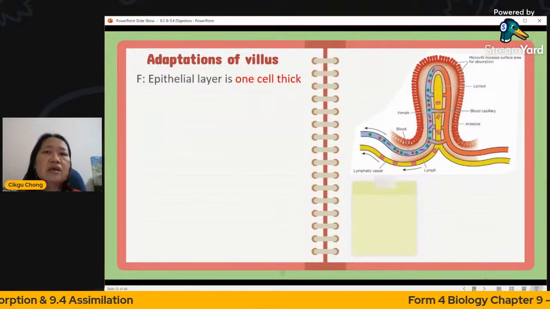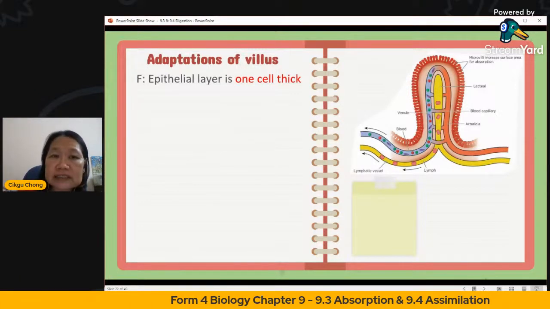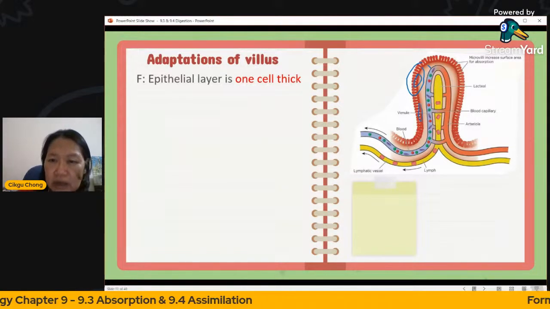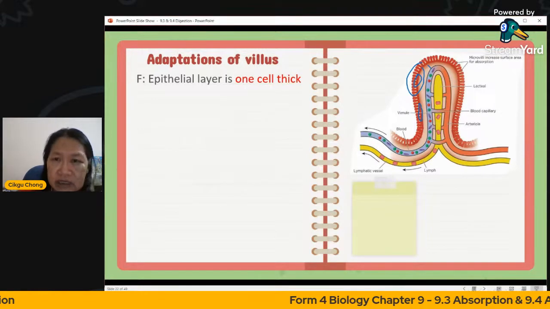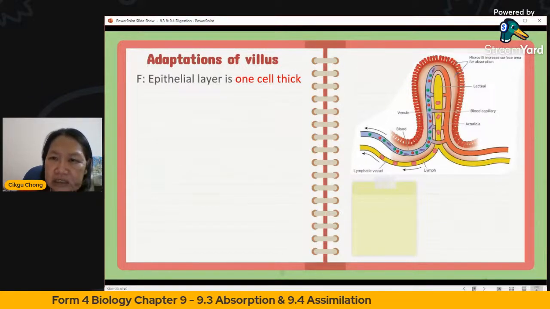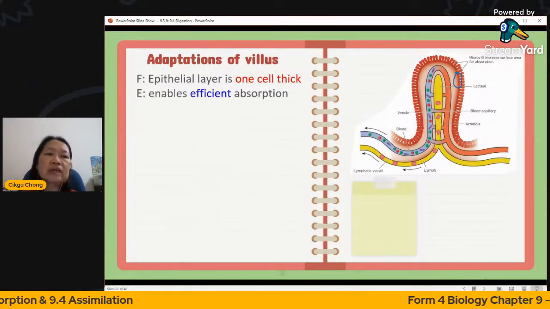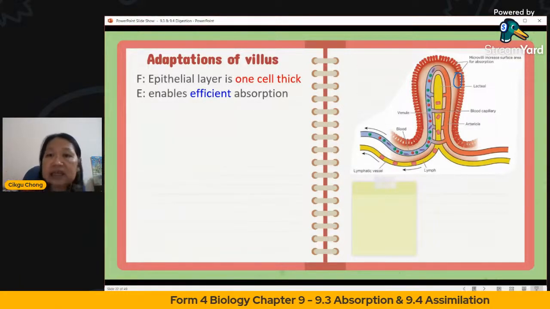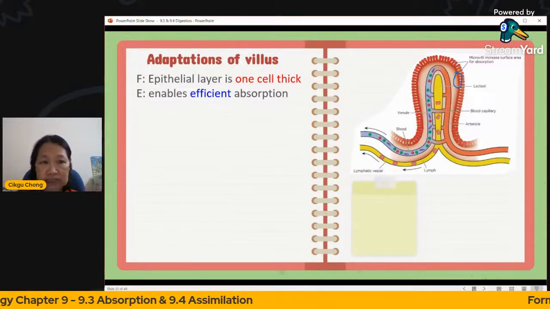You have to again discuss the features. The feature is it has a one cell thick epithelial layer. This layer I'm talking about is one cell thick. Additionally here is the microvillus, which I will explain after. So this surface is one cell thick. When it is one cell thick, it will enable efficient absorption because the surface is thin, so the substances can easily pass through. That is one pair. So you have to talk about the feature and the explanation. You write it together like this.